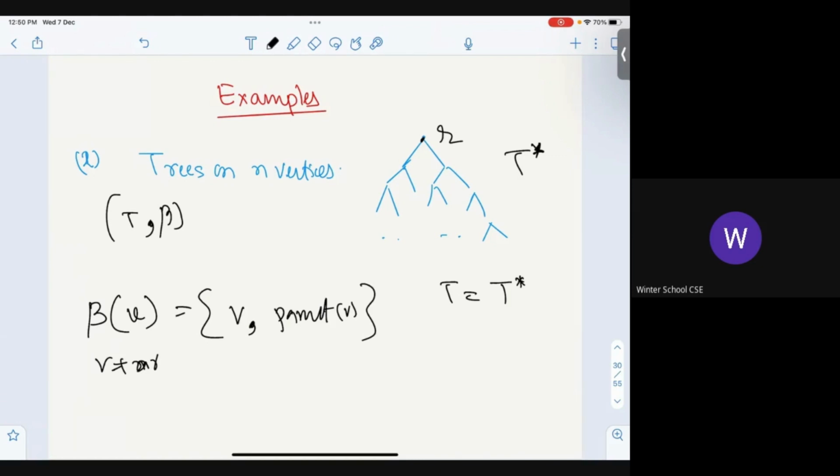Right? So whom do I map? I map every vertex V. I take the bag corresponding to this vertex and its parent, which is unique. If I root my tree at some vertex R, then for every vertex there's a unique parent. And beta of R is R. I want to map R to R. So it looks different, no? Is this a valid tree decomposition?